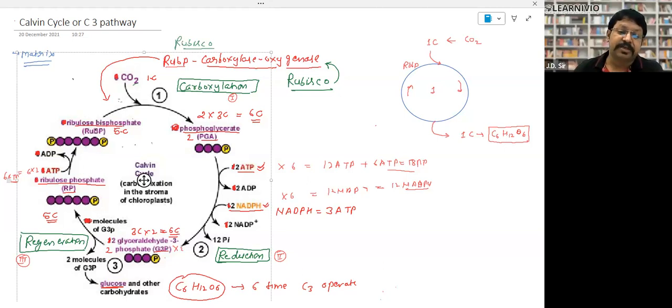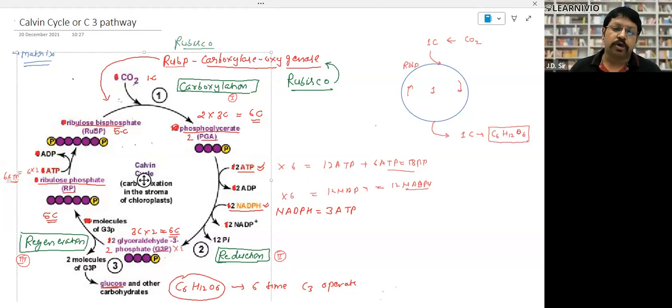This reaction takes place in the presence of an enzyme called RUBP carboxylase oxygenase, in short RUBISCO. RUBISCO is the enzyme which catalyzes this reaction. I told you why it is carboxylase oxygenase: this enzyme catalyzes carboxylation as well as oxygenation. What does it mean? If in place of carbon dioxide there is oxygen, then also the reaction will take place, RUBISCO will catalyze it, and RUBP will combine with oxygen and make a different product.